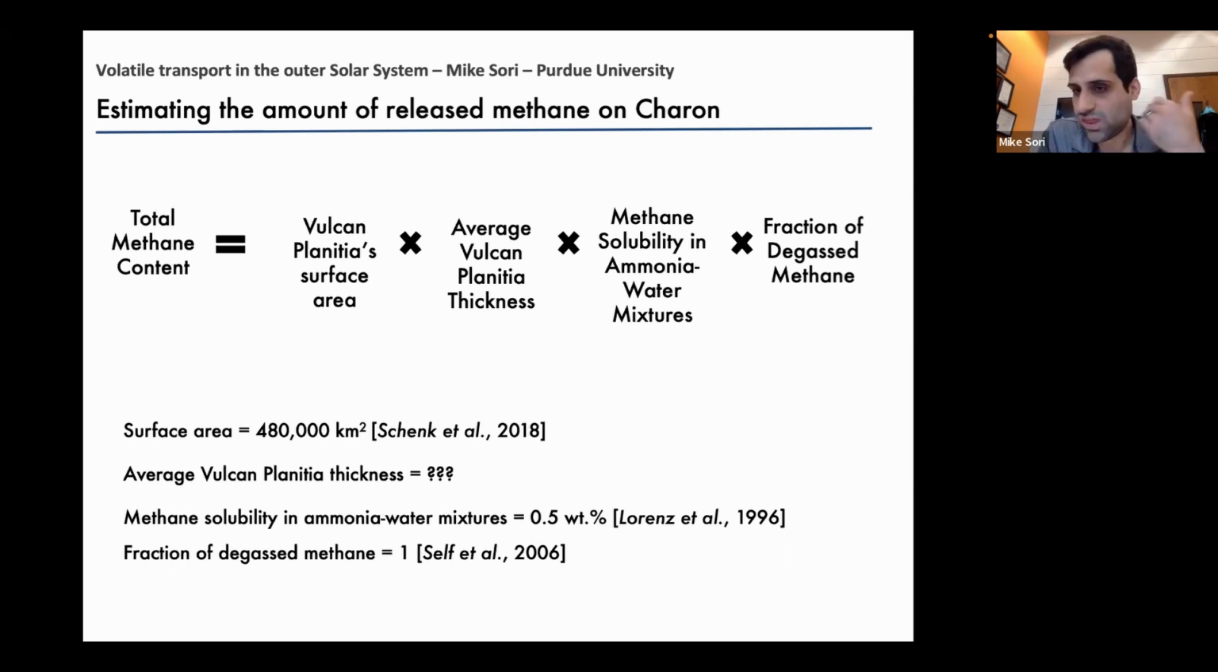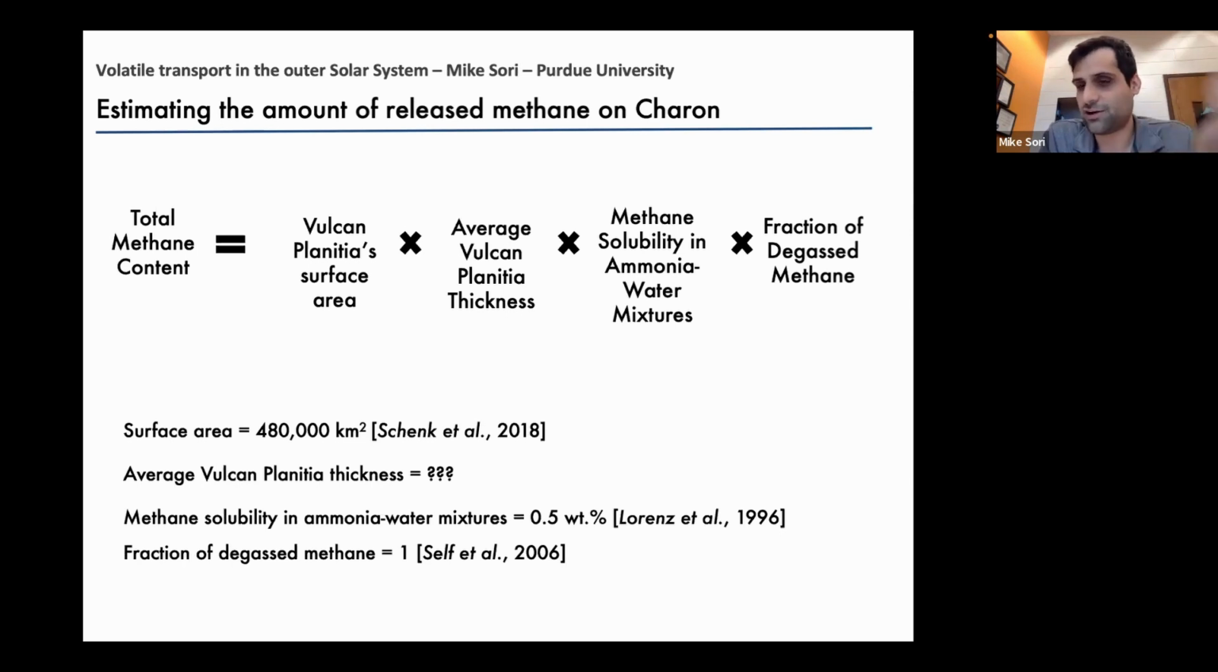Surface area has been mapped by the New Horizons team in Schenk et al. and other papers, so we already have that. Methane solubility, based on some work that's been done for Titan, is something like half a weight percent in water-ammonia mixtures. That can vary a little bit depending on conditions in Charon, but it shouldn't stray too much from that 0.5%. And we assume efficient degassing, which could be argued about. So we're just going to assume all the methane gets degassed. And the big unknown is the thickness of this cryovolcanic unit.